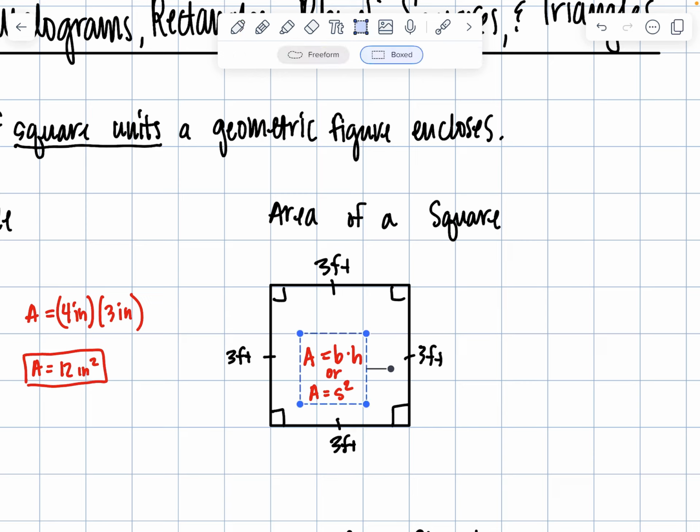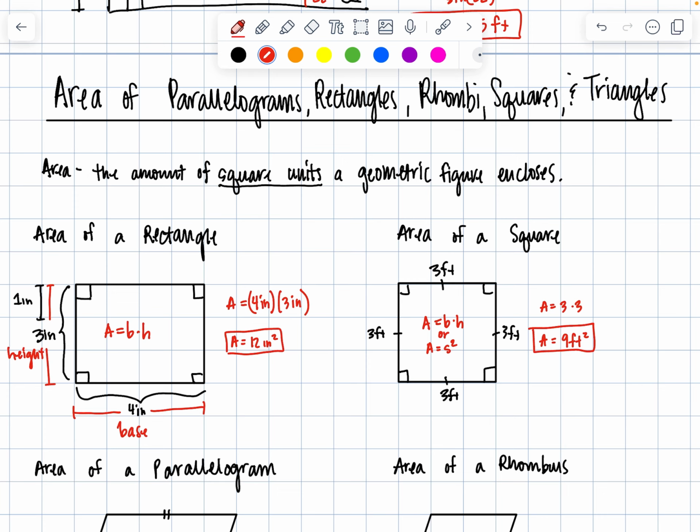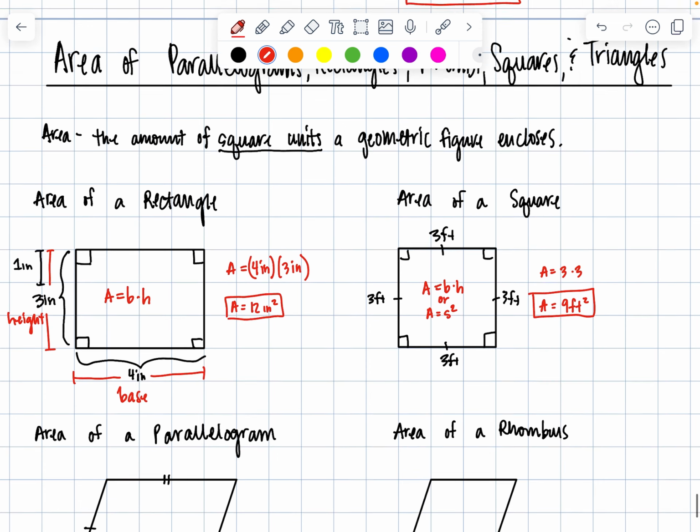So I'm going to lift this up just to make this a little neater. Area is equal to base times height. So if you remember your rectangle, you should be able to do the square as well. So area is equal to 3 feet times 3 feet. Notice that I'm not using the feet in the equation this time. I'm just going to tack it on at the end. 3 times 3 is 9. We know this is feet, so this should be feet squared. Okay, so rectangle, square, simple enough, base times height.